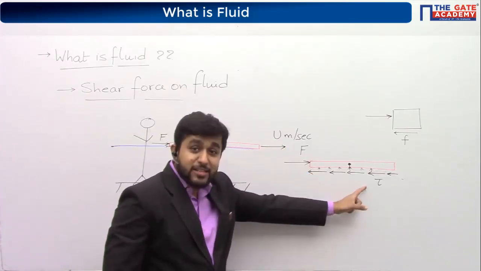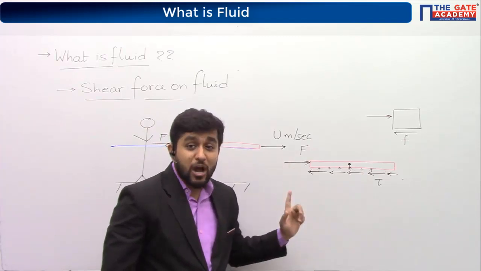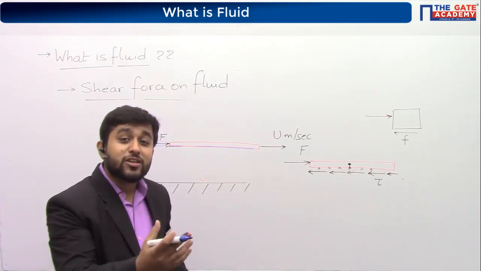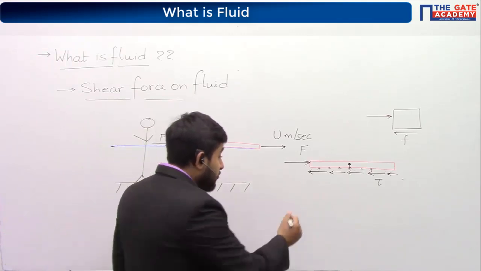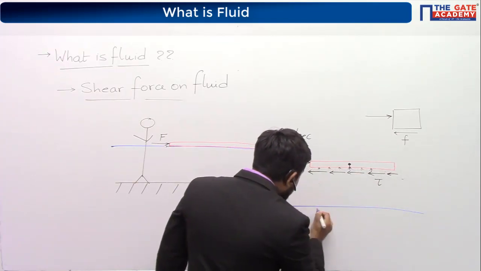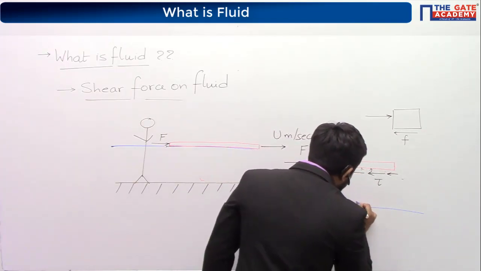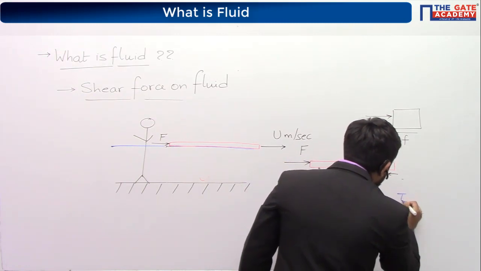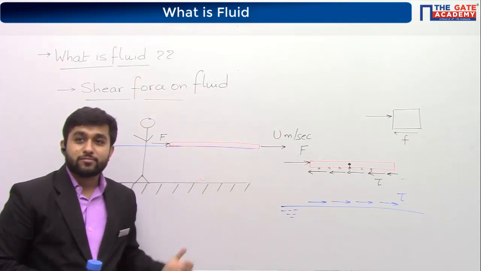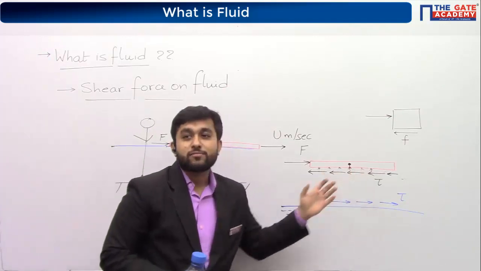But who is applying this tau? Water is applying this tau. But for every action there is an equal and opposite reaction. So on the surface of water, the plate will apply a shear stress in the forward direction. Sridhar, it is lost against friction in water. This is nothing but friction.